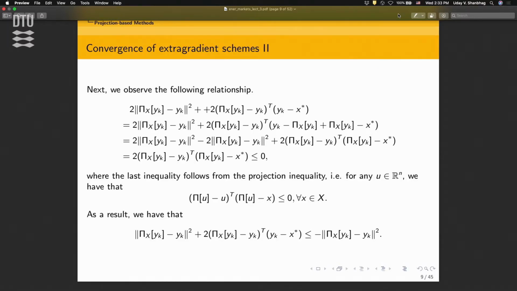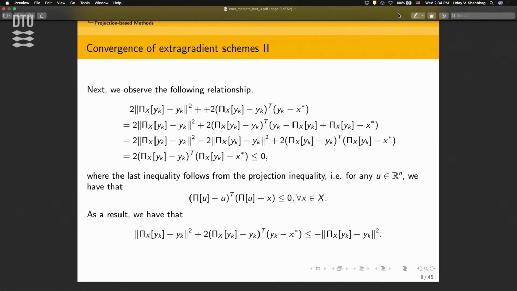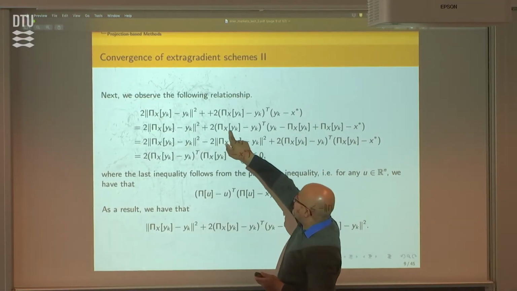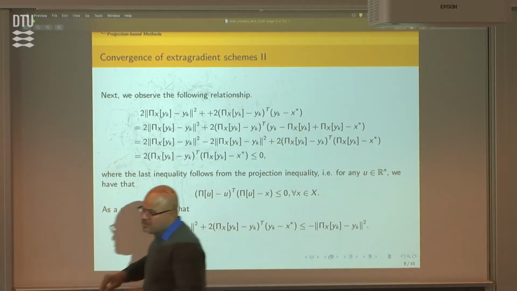Let's look at this expression on top. What I'm trying to do is get a bound on this. Now, if I look at this expression, this is 2 norm pi of x yk minus yk the whole squared plus twice, there's an extra plus here, sorry, plus that expression. Now what you notice is you can add and subtract the projection of yk. And if you look at this, what is the projection of yk minus yk transpose yk minus the projection?